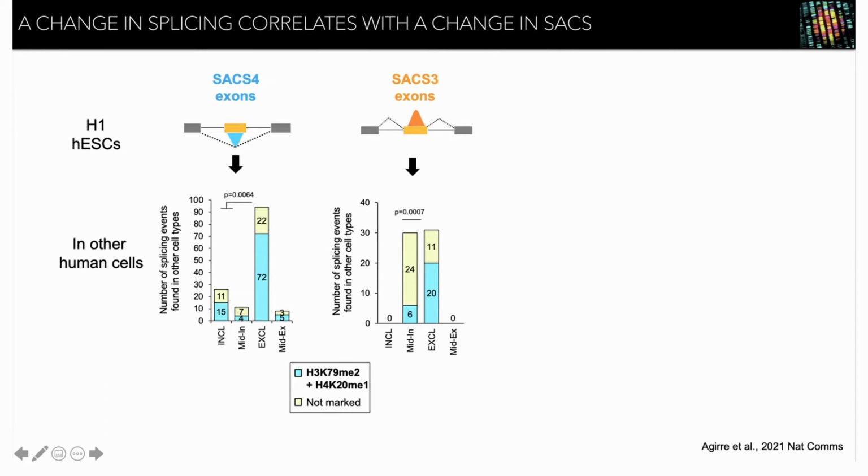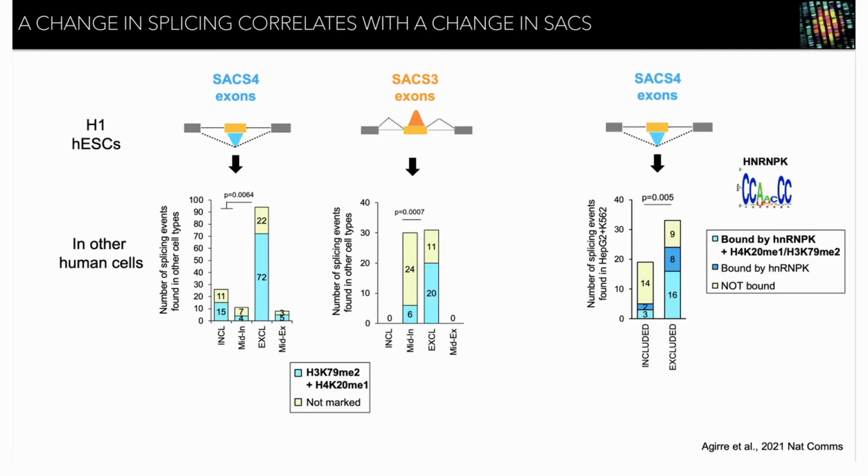And that would be more obvious in this example, in which in embryonic stem cells, those exons are enriched in SACS3, they are mid-included. When kept mid-included, they will keep this SACS enrichment, but when they are switched to exclusion, there will be a change of SACS. They will not be enriched in the SACS3 marks, but they will be enriched in the SACS4 marks, in the blue marks, suggesting that a change in splicing will correlate with a change in enrichment of these histone modifications.